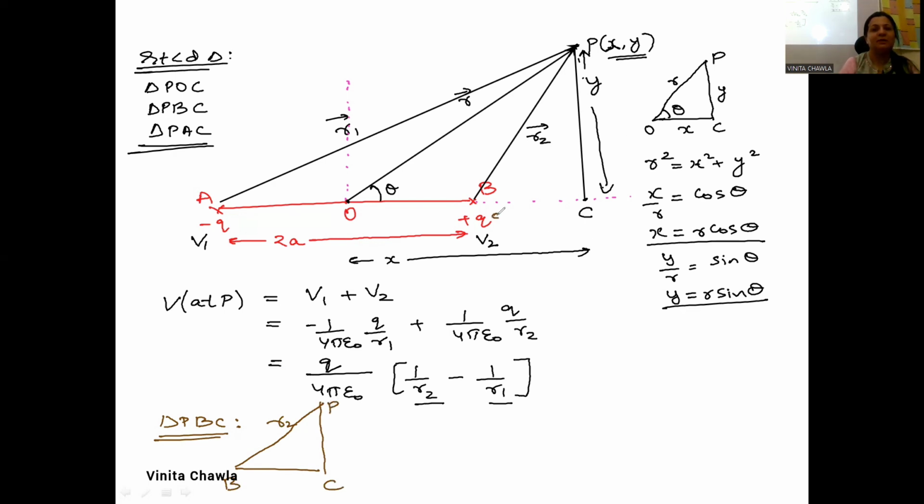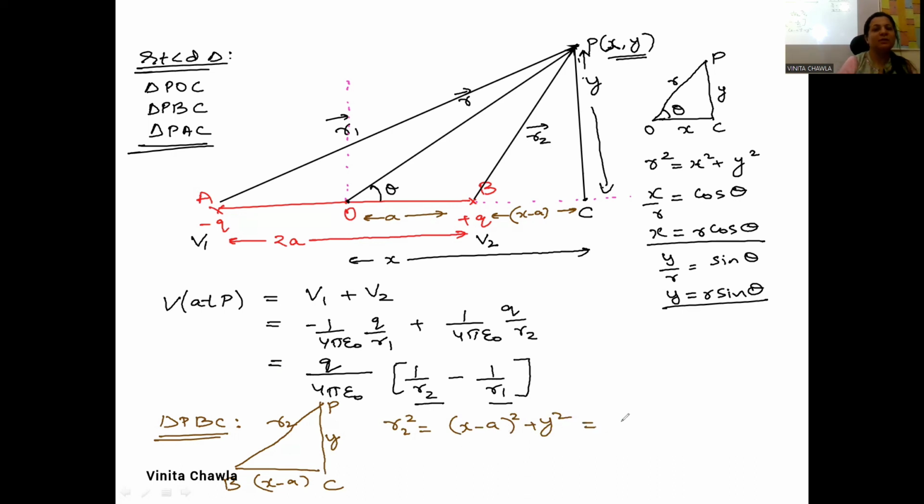This BC is this, and this is A, right? So we can write BC as X minus A. Can we write like this? So our BC is X minus A, and this PC is Y. So we can write R2 square as X minus A whole square plus Y square.